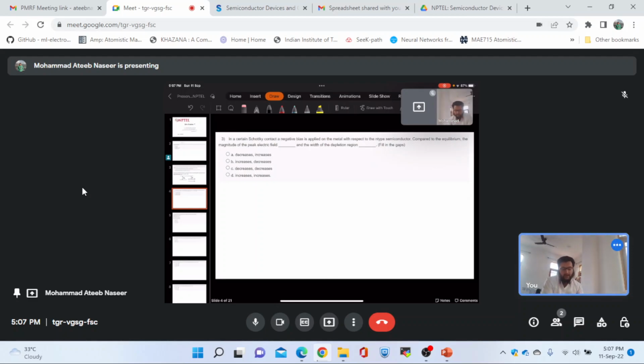Let's consider an n-type semiconductor. Now we have a Schottky contact, and phi m is much greater than phi s. So we have applied some negative bias with respect to the n-type semiconductor. Now this will distort our equilibrium. So it has been asked how the magnitude of this electric field and the width of the depletion region change as compared to the equilibrium case.